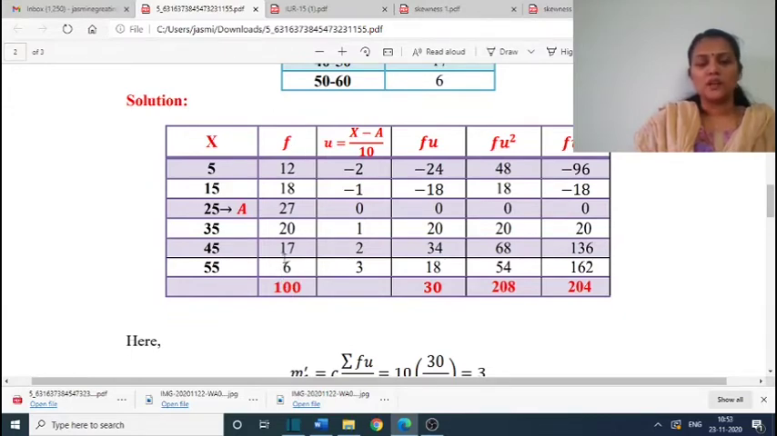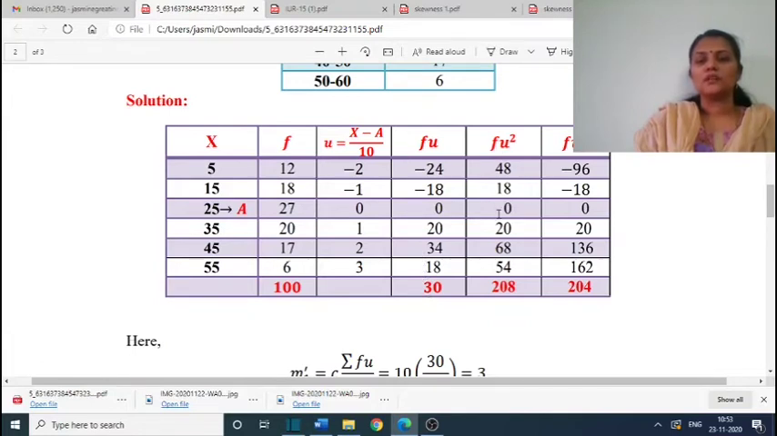Now we are again using the coding method. So we have to find the middle value of this. Let's take 25 as a. So u is equal to (x minus a) by 10. The difference between 15 and 5 gives this as 0, and the rest are minus 1, minus 2, 1, 2 and 3. fu is equal to minus 24, minus 18, 0, 20, 34, 18. So sigma fu is equal to 30.